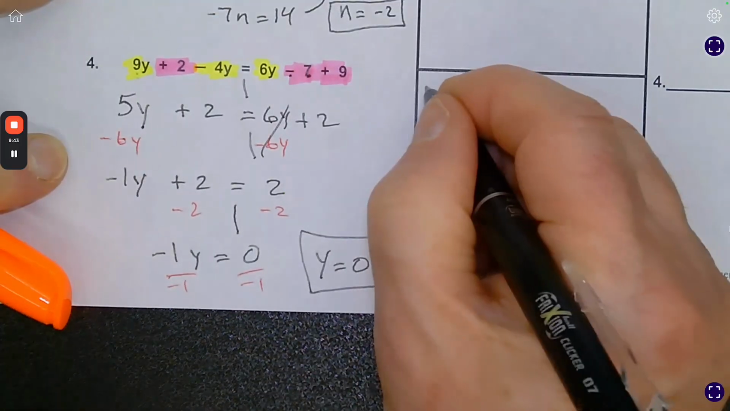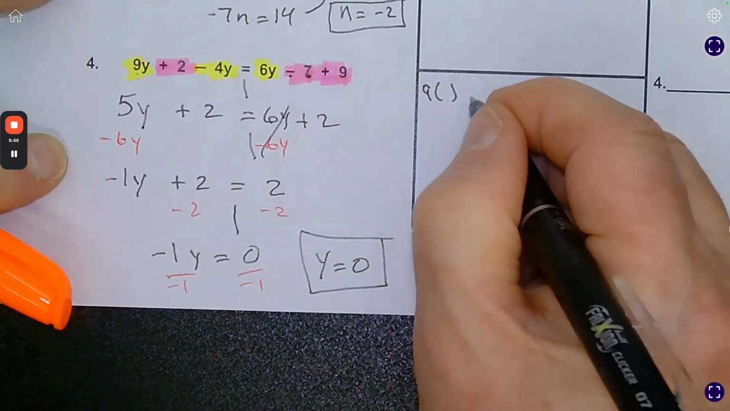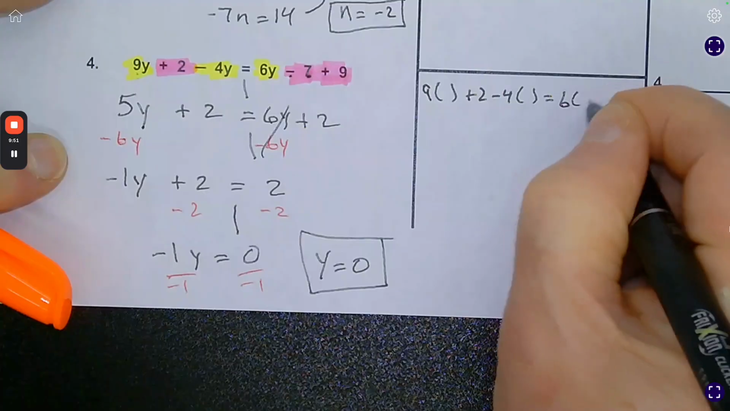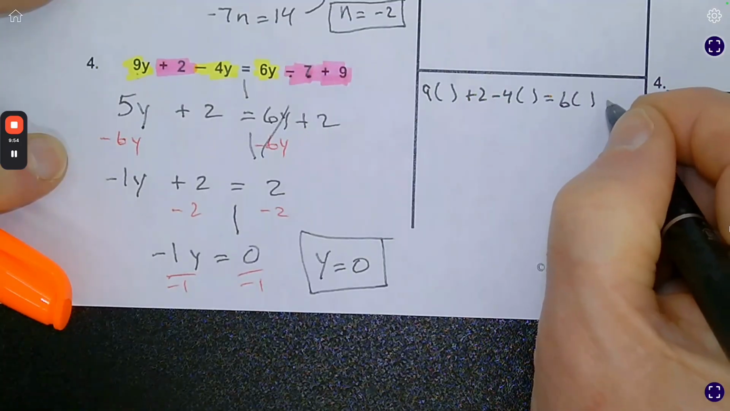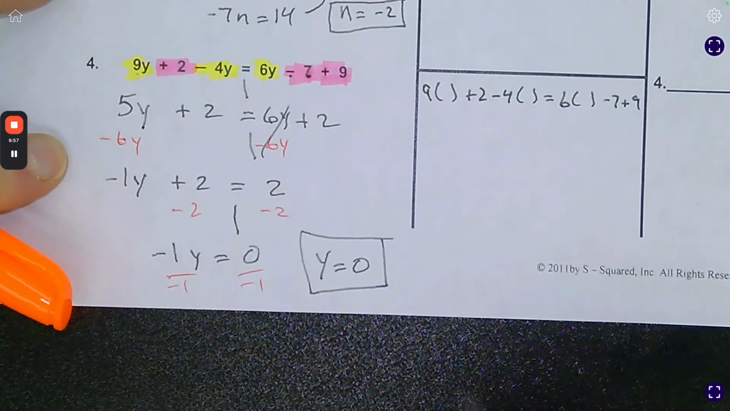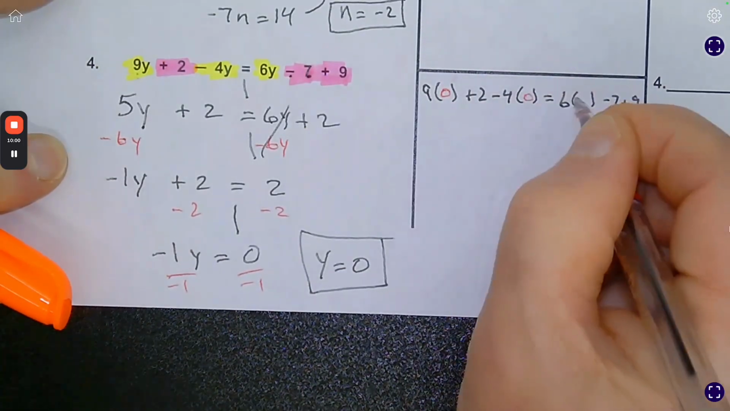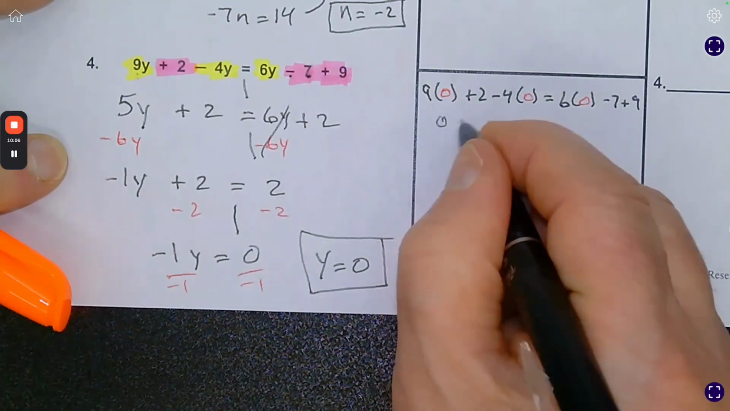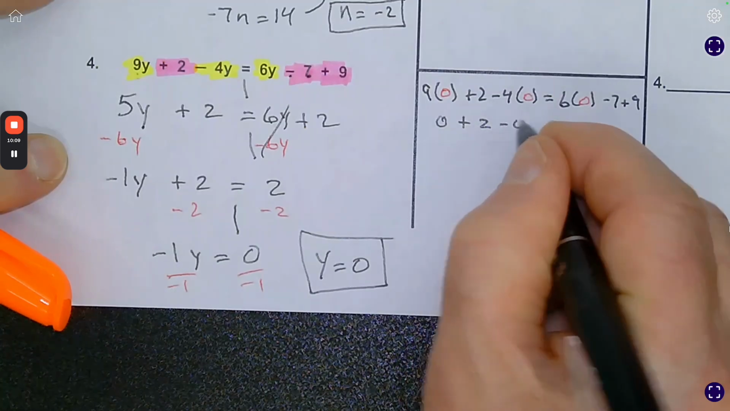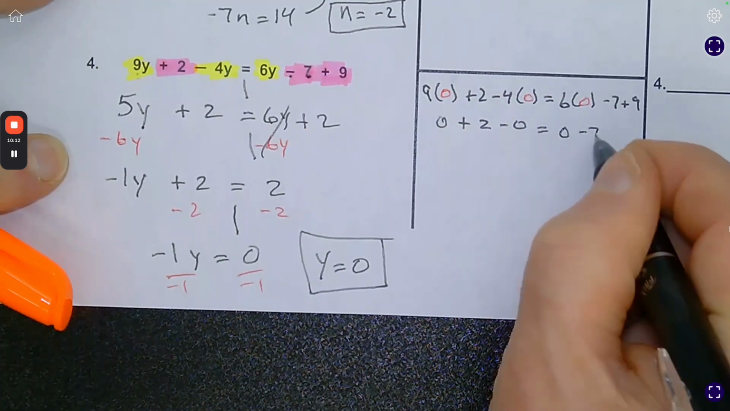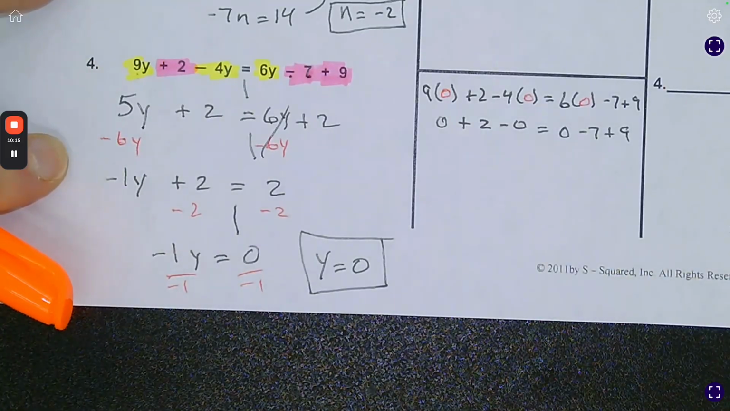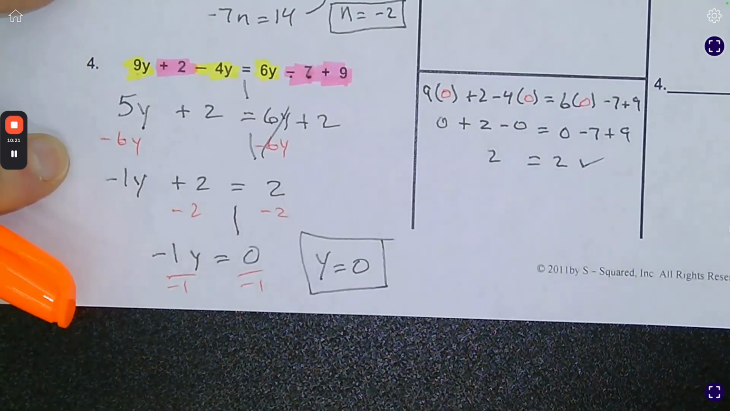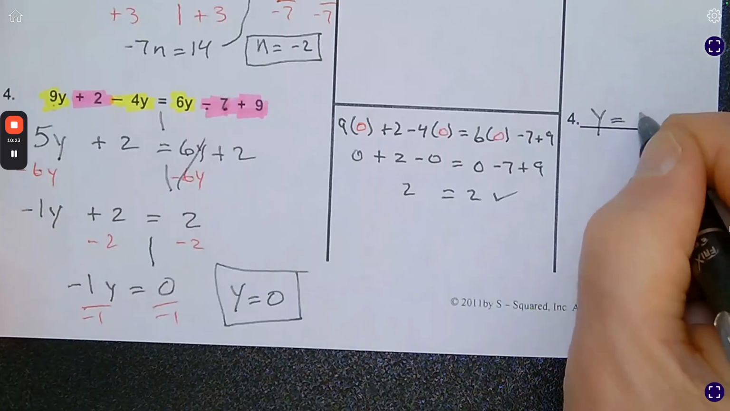All right, let's check it. 9 times plus 2 minus 4 times equals 6 times minus 7 plus 9. Okay, see if I can do this better this time. That's not bad. This is an easy multiplication. That's 0. That's an easy multiplication. That's 0. There's a lot of zeros. Okay, let's add them up now. This ends up being 2. Negative 7 plus 9 is 2. Check. Okay, that's it. Y equals 0.